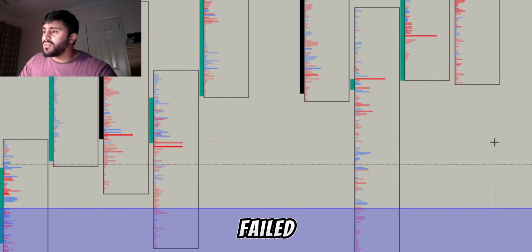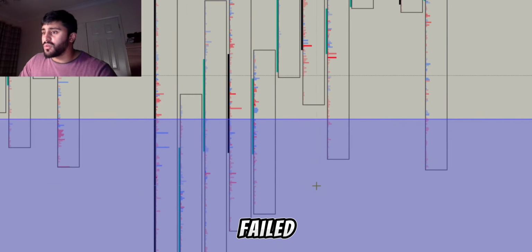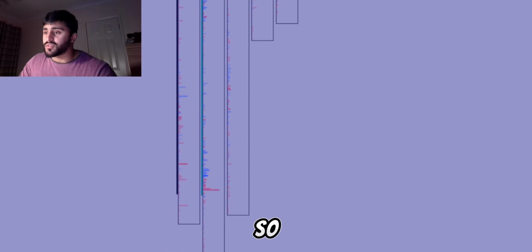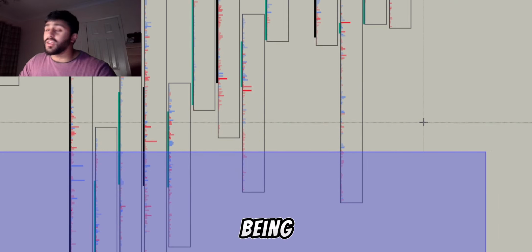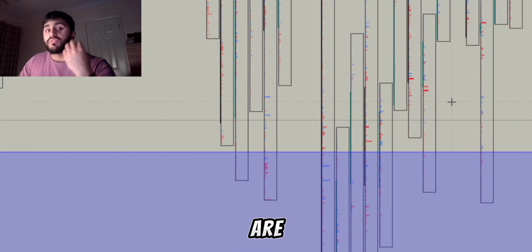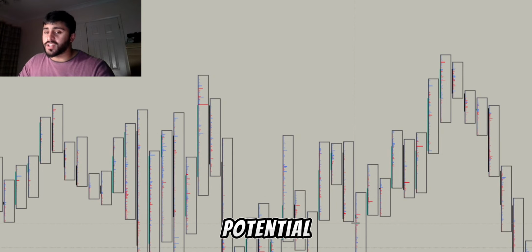The market failed to break below this level. The market failed to really break below these areas. So the zone is held. The zone is being rejected. Sellers are failing. Sellers are being rejected. And this is the reason why you could have caught this potential rally up.